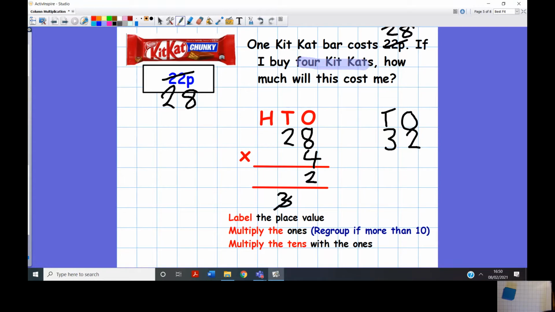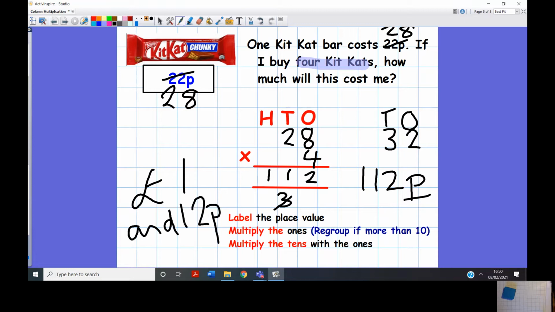11 tens, can we have that in our tens column? Absolutely not. So our 11 tens, we'd keep 1 ten in our tens column and send 10 of them over to become 100. So your answer is 112. When you see a question like this, make sure you add the units. So whether it's pounds or £1 and 12 pence.